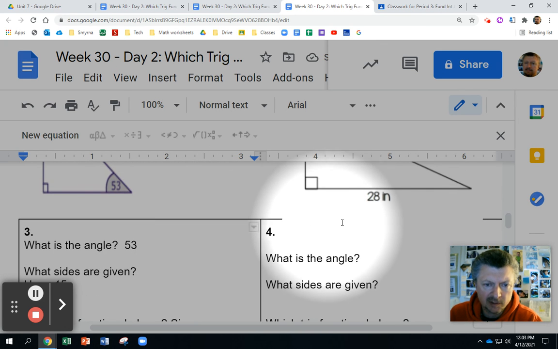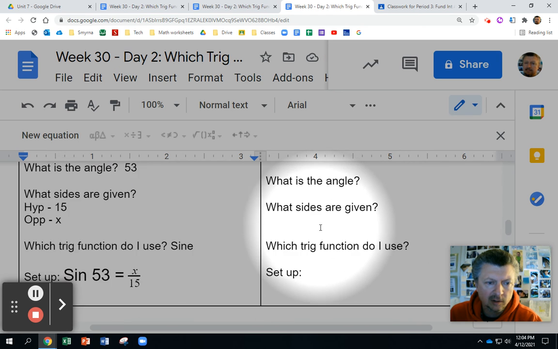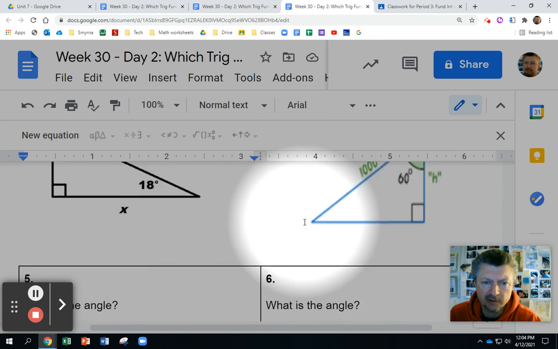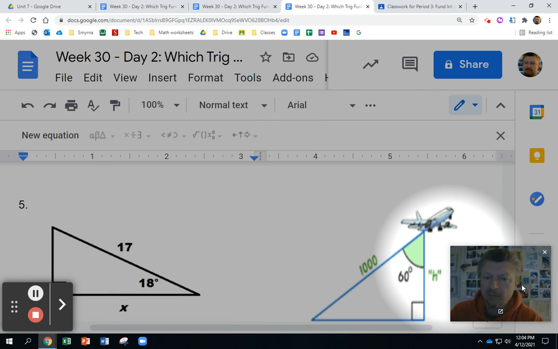You need to do this same thing for 4, 5, and 6. I don't have a 6 on here yet, but I will. Oh, there it is. Let me know what questions you have.